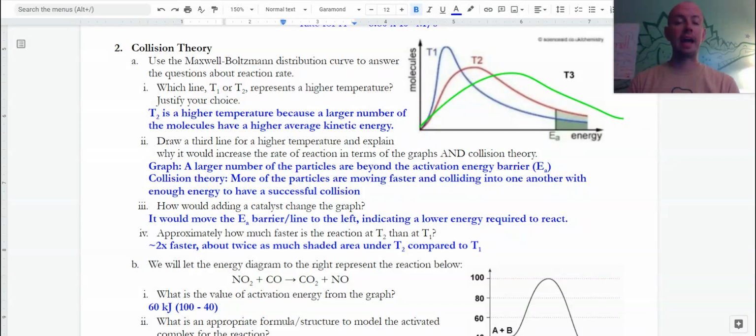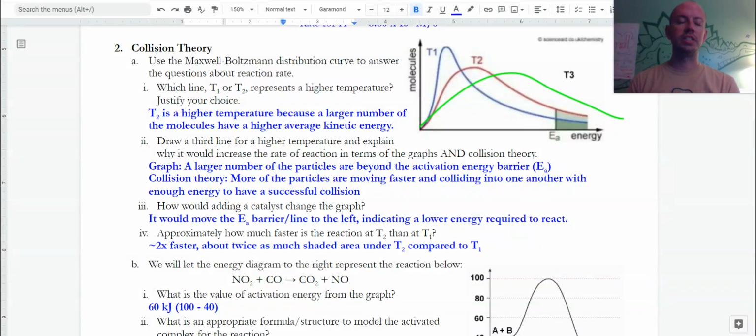If we added a catalyst that doesn't heat anything up, it doesn't change any of our temperatures, but what it does is it changes where the activation energy barrier is. It would move that barrier to the left so that a higher percentage from 1, 2, 3, all three temperatures are able to react.